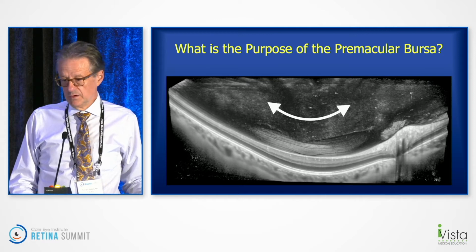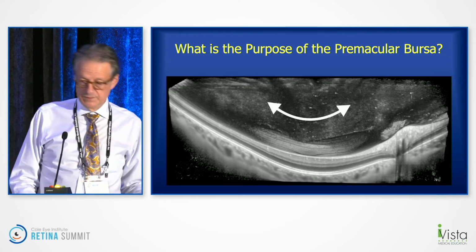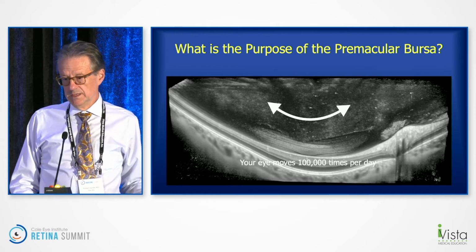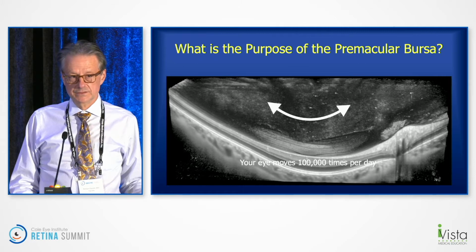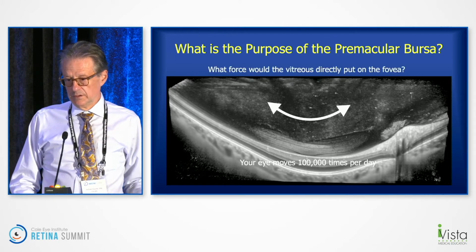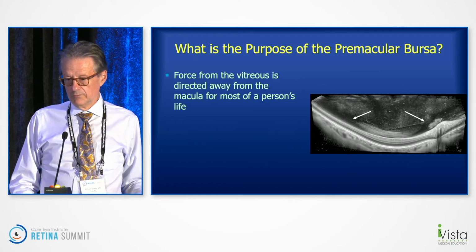Now, your eye moves 100,000 times a day. So you can imagine every time you move your eye, just because of this sort of inertial lag, vitreous traction we put on the fovea if the vitreous were really attached to the central fovea. But if you have a pocket of fluid there, no traction gets put on there. The vitreous then puts traction elsewhere around the central macula.